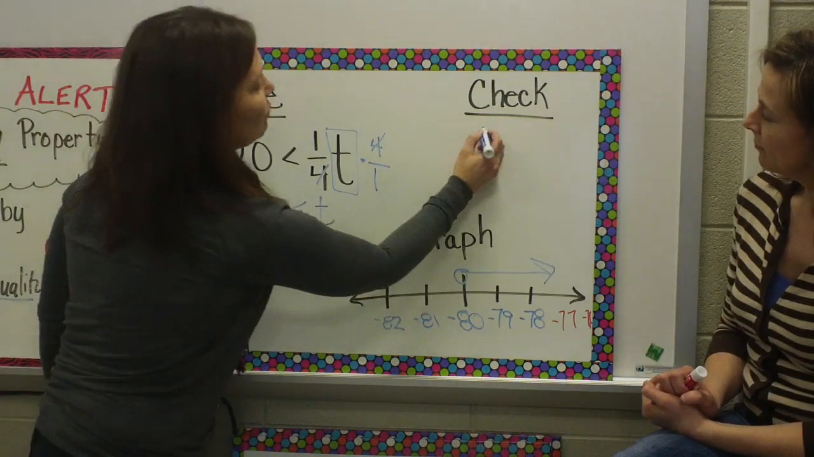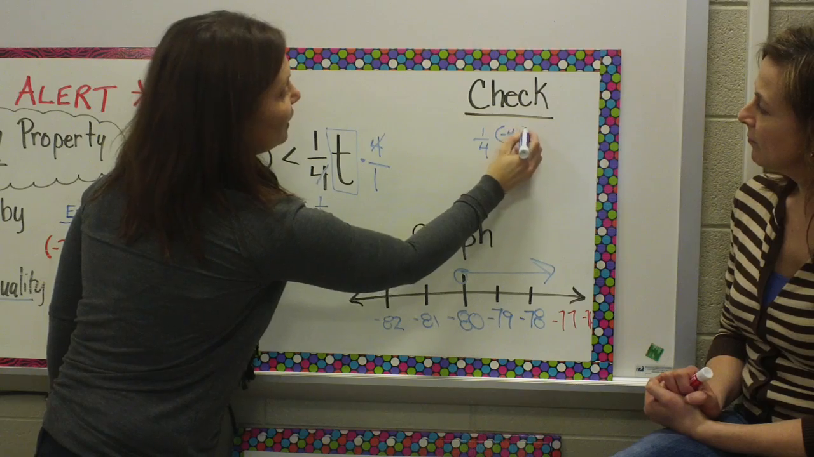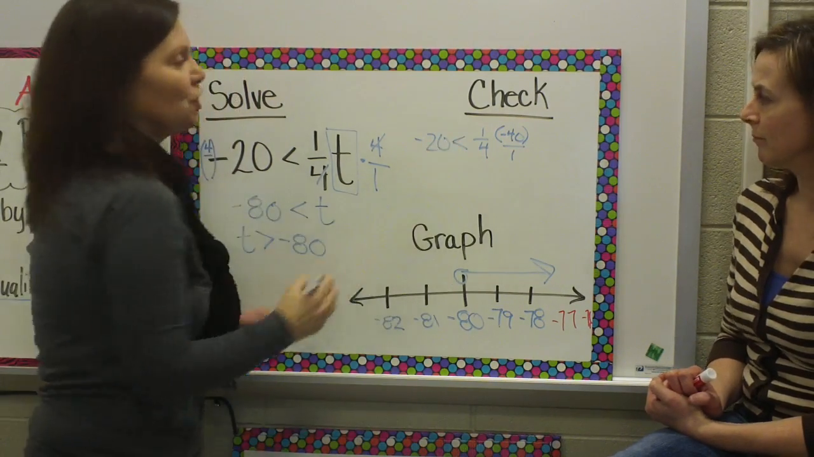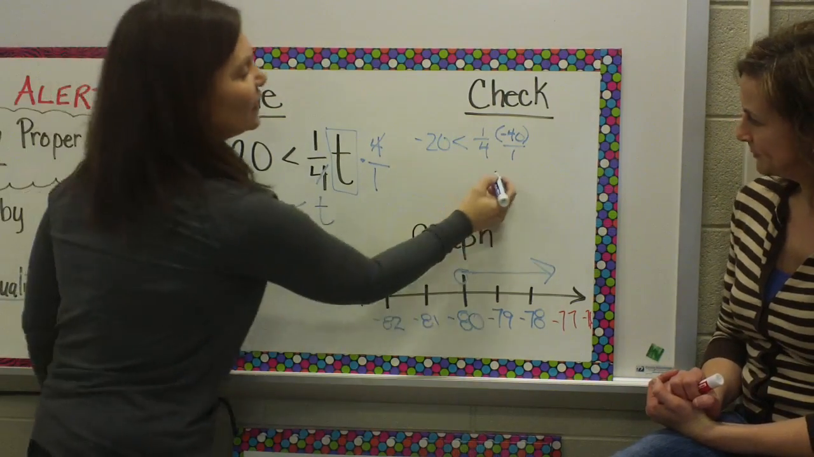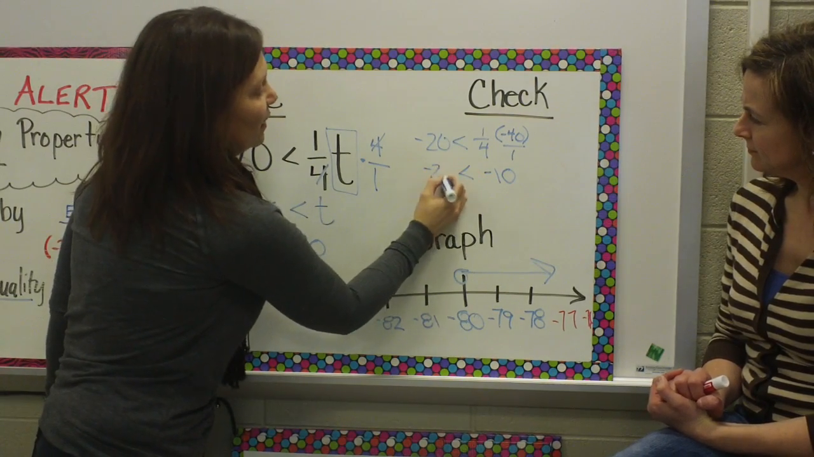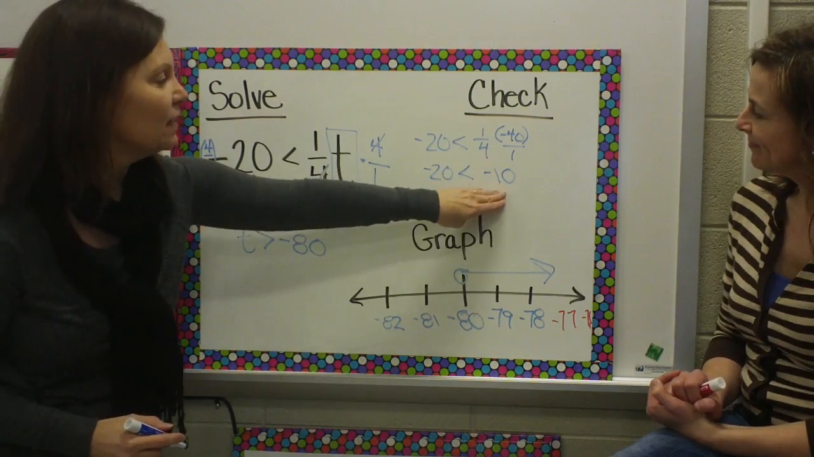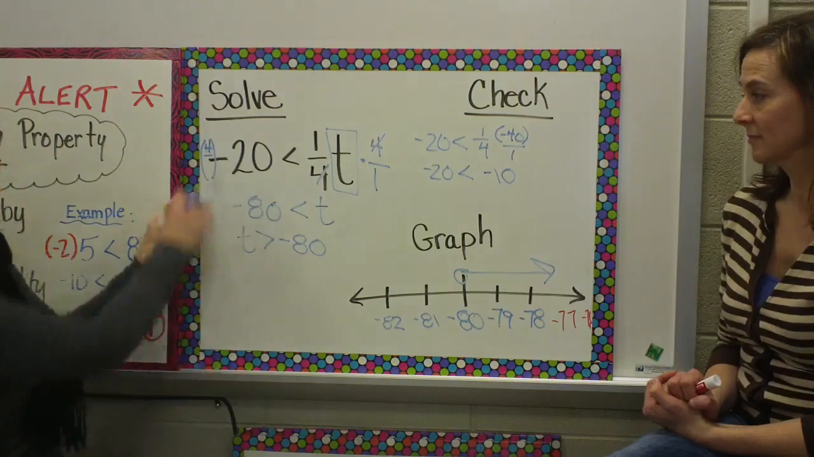So I'm going to have 1/4 times negative 40, and I'll use that as my check number. So I know that 40 divided by 4 is 10. The signs are not the same, so it will be negative. And when I read my statement, negative 20 is less than negative 10. That's true, because if these were temperatures, that would be really cold.